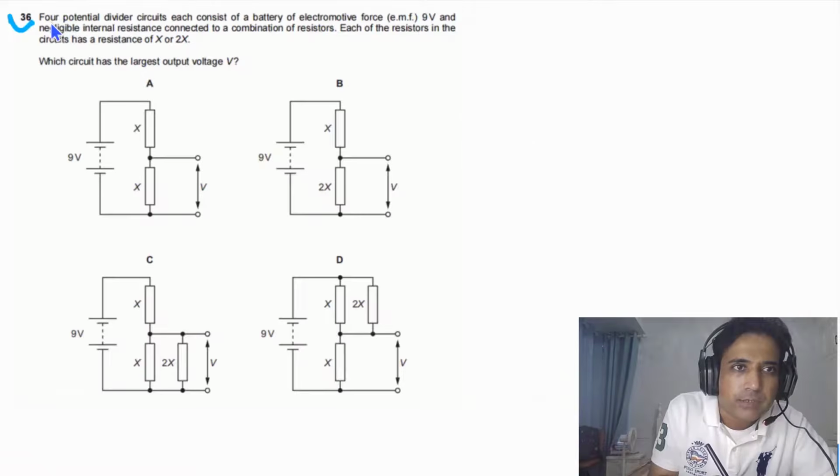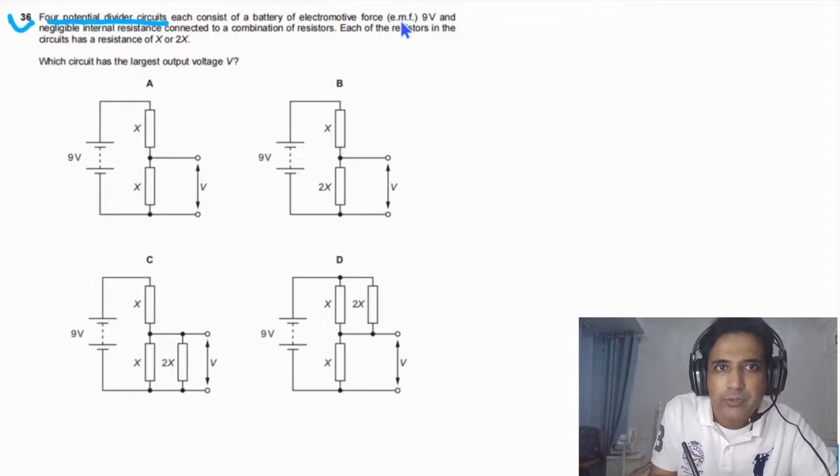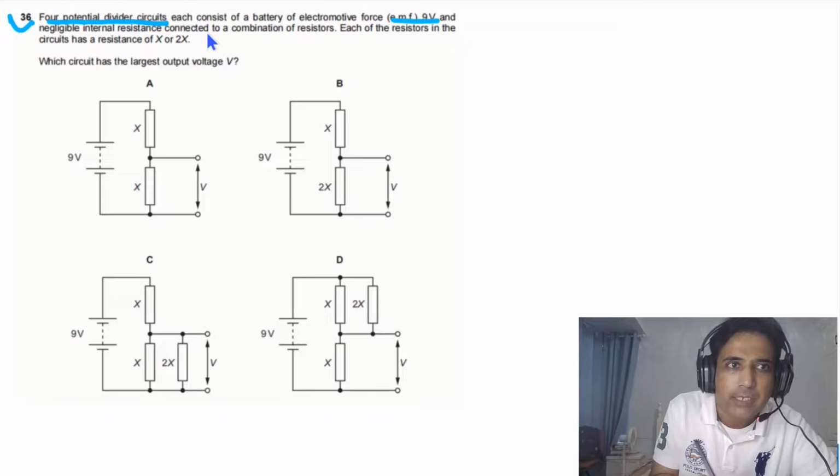Question 36 says, 4 potential divider circuits each consist of a battery of electromotive force 9 volts and negligible internal resistance connected to a combination of resistors. Each of the resistors in the circuit has a resistance of X or 2X. Which circuit has the largest output voltage V?